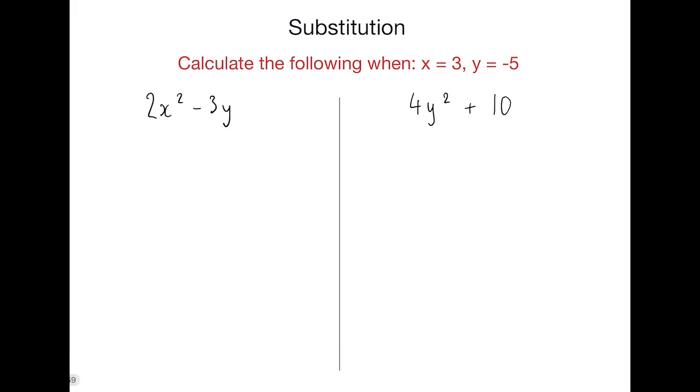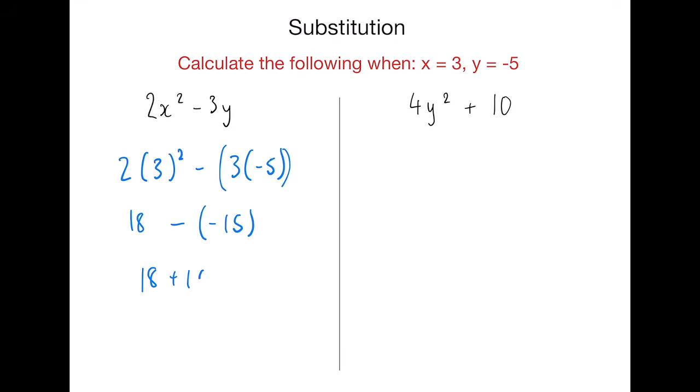Substitution. Calculate the following when x is 3 and y is minus 5. So 2 lots of 3 squared minus 3 lots of minus 5. Now 3 squared is 9, so 2 times 9 is 18. And then take away 3 times minus 5 is actually going to be minus 15. So 18 minus minus 15 is going to be 18 add 15, which is going to equal 33.